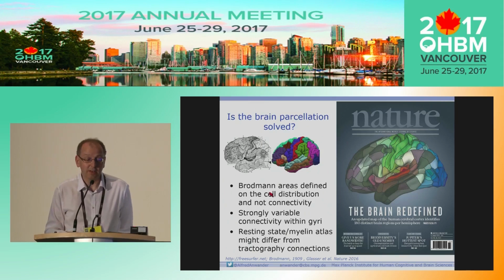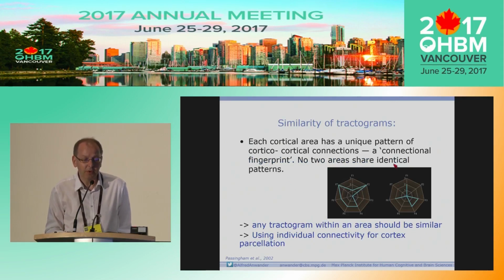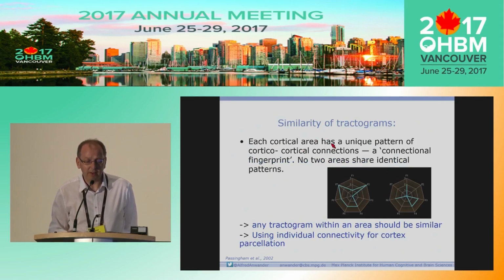So let's question this and look at how we can do functional structural connectivity-based parcellation, using the long-range connectivity to do both, defining the nodes and the edges of the connectome. The idea is based on the fact that different areas in the brain, like here, different areas in F1 in a monkey, have differences in the connectivity profile. So this area has a different connectivity profile than the other one. So we can use this connectivity profile to define functional areas.